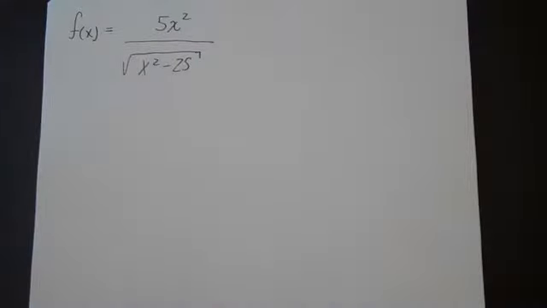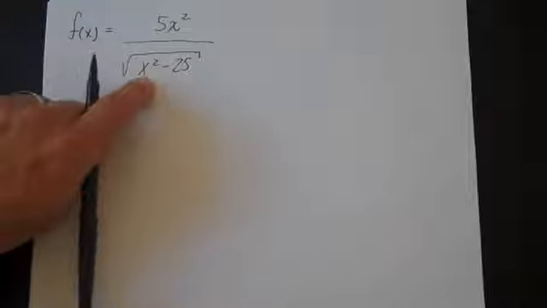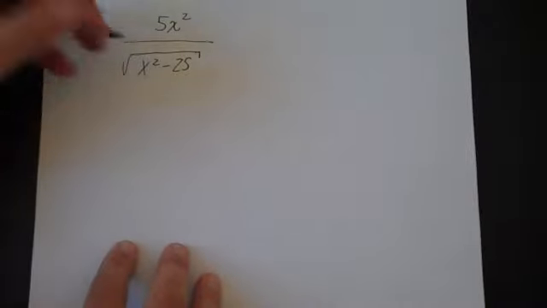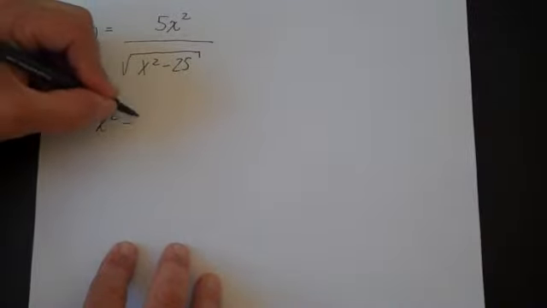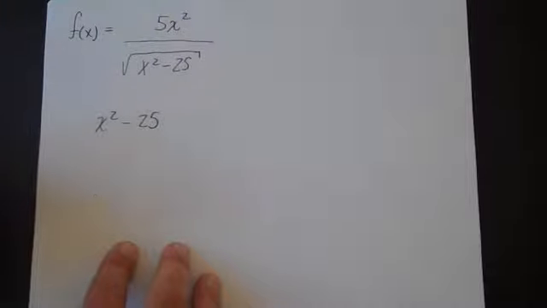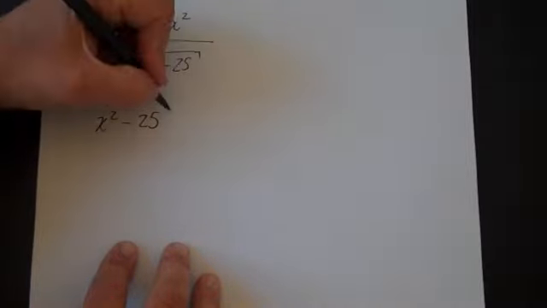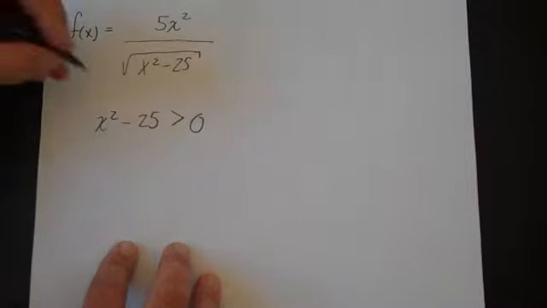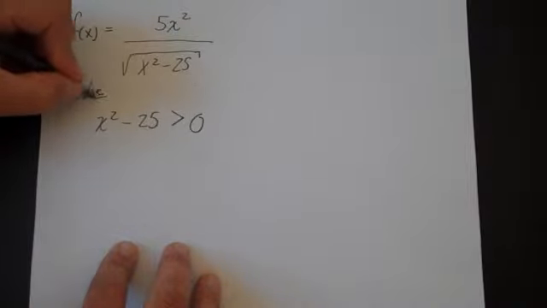So the first thing you look at is, are there any roots? There is a root here, so what's inside the root can't be negative. But since it's a denominator, you also can't divide by zero. So normally we would say x squared minus 25 has to be greater than or equal to 0, but since it's a denominator, it's actually greater than 0. So it boils down to solving this problem.